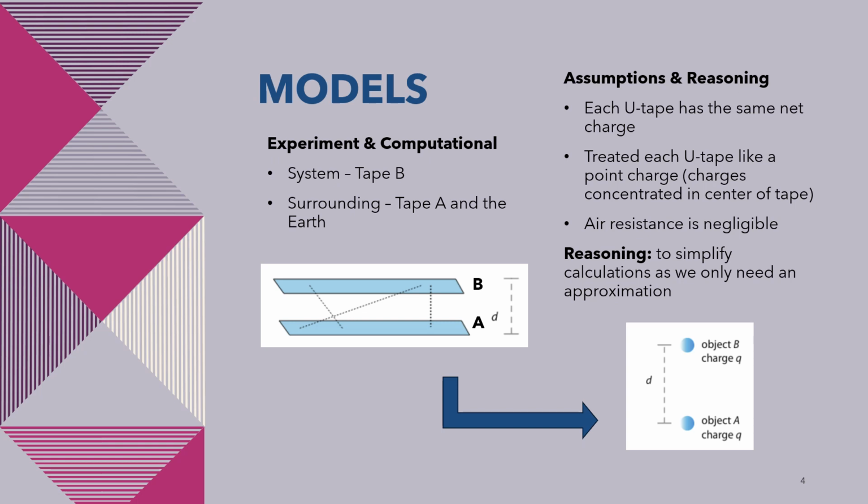Models for this lab are an experimental model and a computational model, where the system is the tape floating, the surrounding is the bottom tape and the earth. Some assumptions are that each U-tape has the same net charge, and each U-tape is treated like a point charge, where the charges are concentrated in the center of the tape. Also, air resistance is negligible. The reasoning for these assumptions is to simplify calculations, as we only need an approximation for this lab.